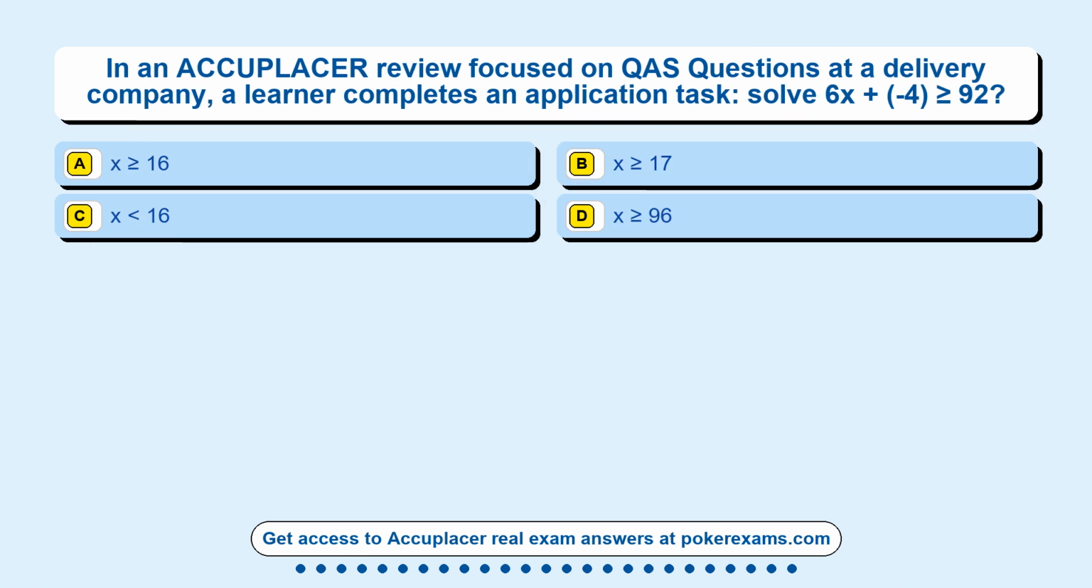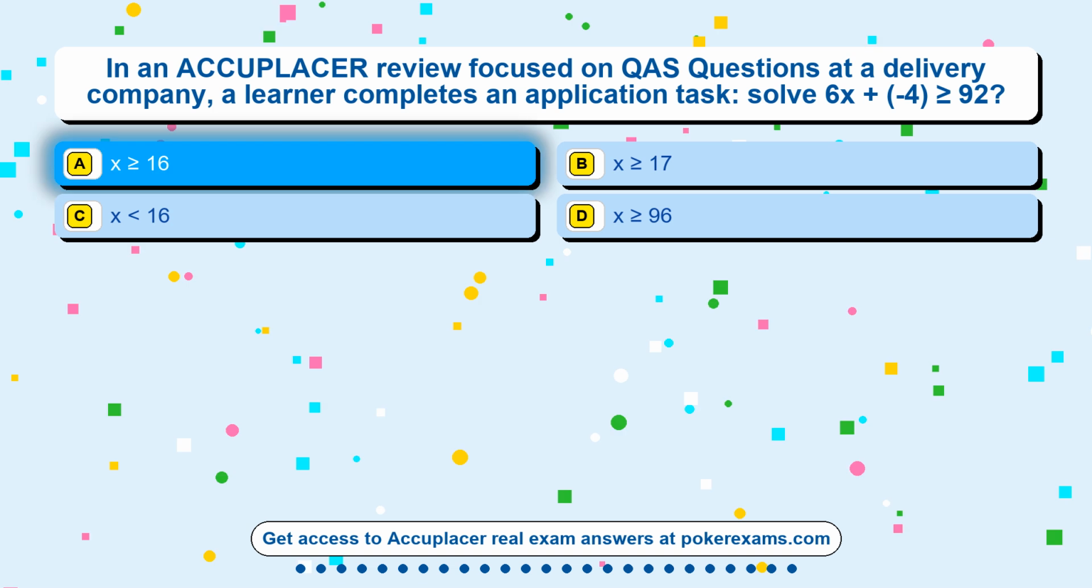Question 7. In an ACCUPLACER review focused on QAS questions at a delivery company, a learner completes an application task. Solve 6x plus, minus 4, greater than or equal to 92. Option A, x greater than or equal to 16. Option B, x greater than or equal to 17. Option C, x less than 16. Option D, x greater than or equal to 96. The correct answer is option A, x greater than or equal to 16.